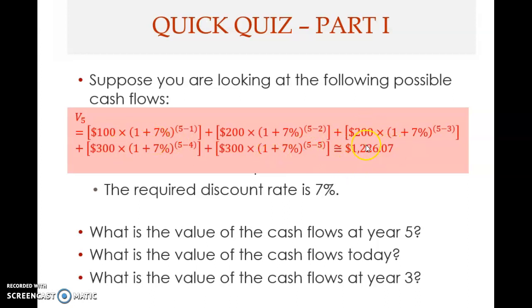So you get 1226.07. What does that mean? It means that the stream of these cash flows, 100, 200 at the second year, 200 again on the third year, 300 at the end of the 4th year, and 300 at the end of the 5th year, they are all worth this much at the end of the 5th year. Okay, if you deposit these cash flows in an account that earns 7%, at the end of year 5 you will have $1,226.07. So that's the answer.